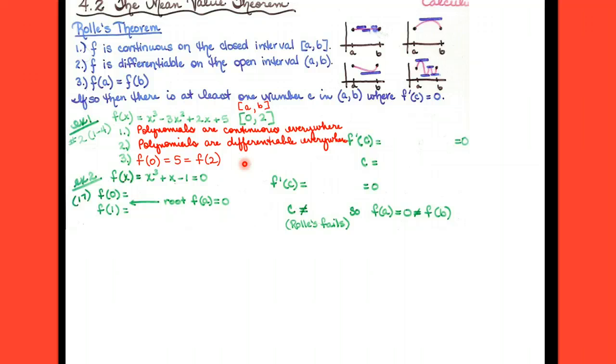Since they are, then I can use Rolle's theorem. And Rolle's theorem just says that somewhere in that interval, your derivative at a point will equal 0. Find that point. Okay? So let's take the derivative. So derivative of x cubed is 3x squared. Derivative of negative 3x squared is negative 6x, and derivative of 2x is 2, derivative of 5 is 0. Set that equal to 0 and solve.